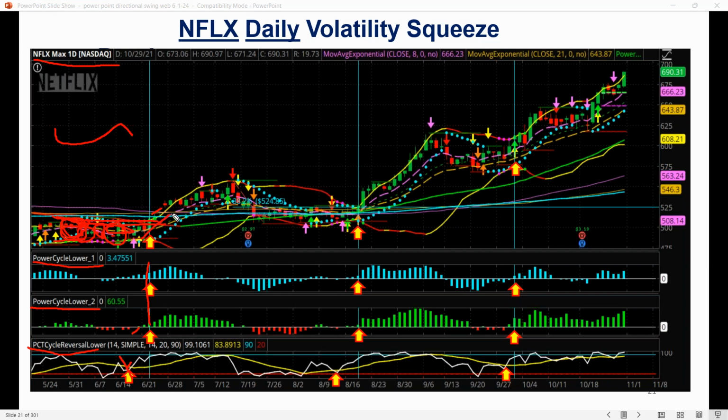Now you can see it pushes up here. Then look what happens with momentum. Momentum stalls and comes back off. What does the market do? It starts to churn again and then eventually comes back down. Then we go through another squeeze. This one had constant squeezes. And then we had another squeeze here on Netflix.